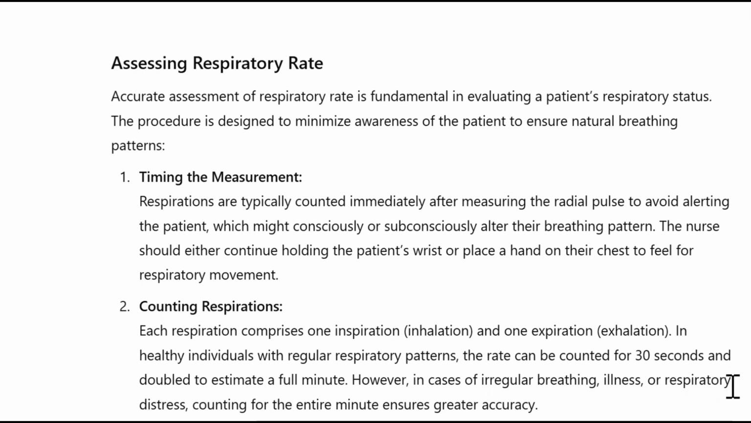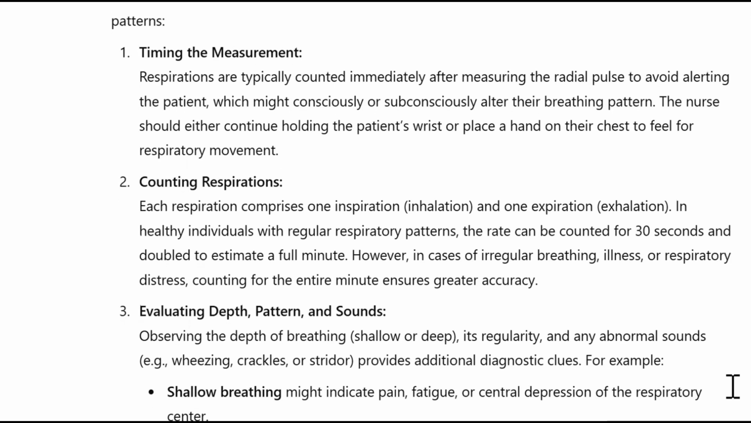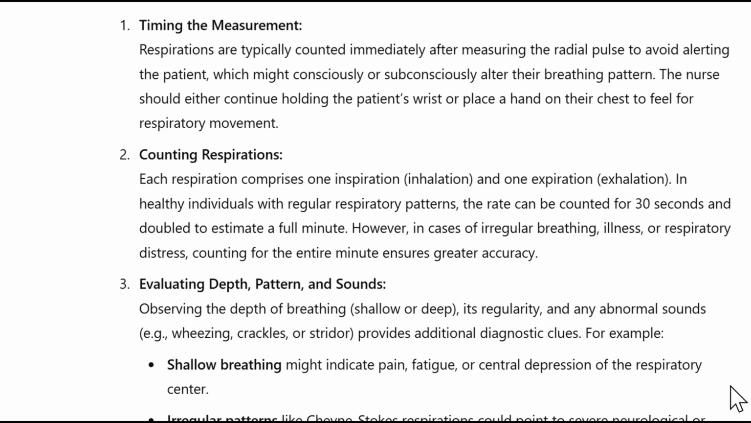Assessing respiratory rate. Accurate assessment of respiratory rate is fundamental in evaluating a patient's respiratory status. The procedure is designed to minimize awareness of the patient to ensure natural breathing patterns. 1. Timing the measurement. Respirations are typically counted immediately after measuring the radial pulse to avoid alerting the patient, which might consciously or subconsciously alter their breathing pattern. The nurse should either continue holding the patient's wrist or place a hand on their chest to feel for respiratory movement.